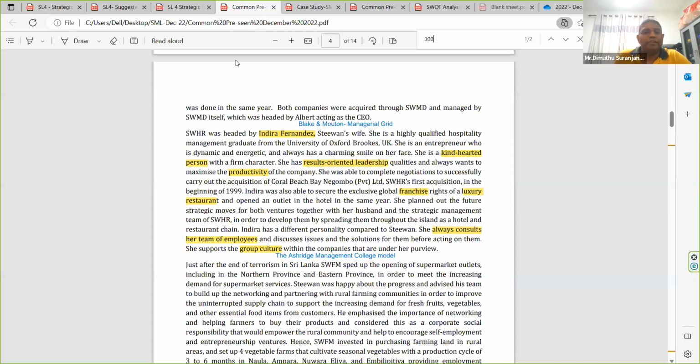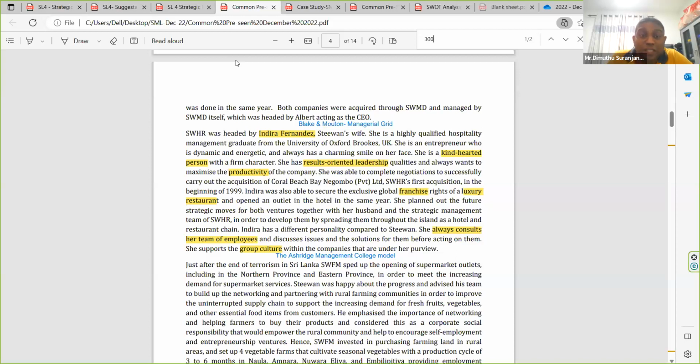See, as it is. SWHR was headed by Indira Fernandez. Stephen's wife, she is a highly qualified hospitality management graduate from the University of Expert Brokers, UK. She is an entrepreneur who is dynamic and energetic and always has a charming smile on her face. She's a kind-hearted person with a firm character. Kind-hearted, that means people-oriented, no? Firm character, strong. She has result-oriented leadership. That means focusing on tasks also.